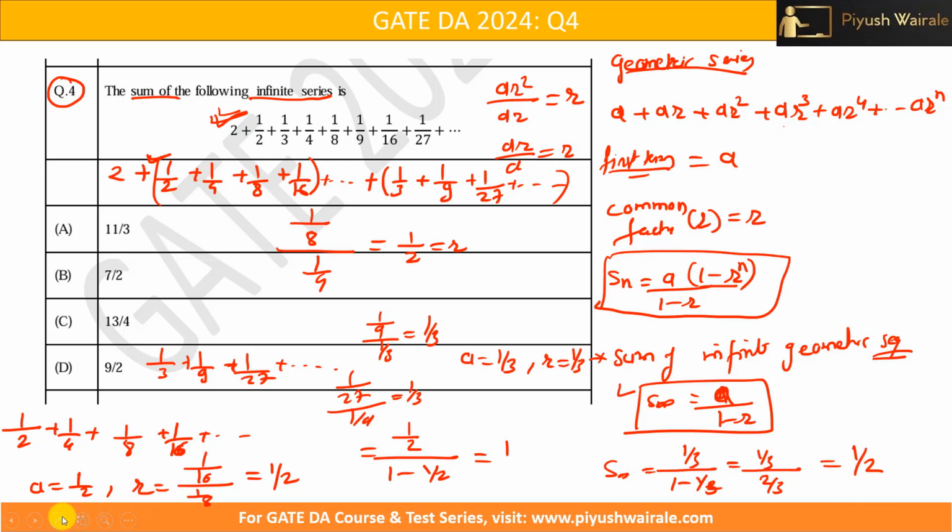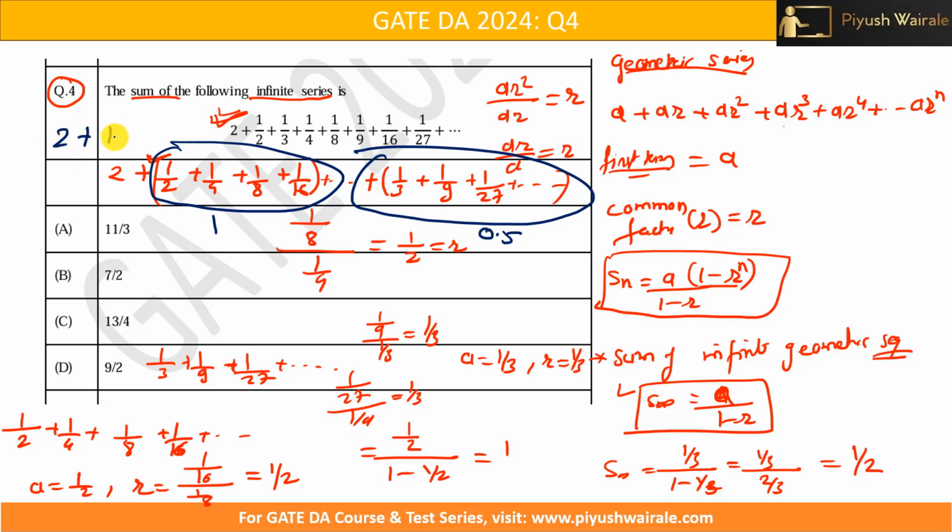Right? Now I know the summation of the first series is 1, and the summation of the second series is 0.5, and I have this 2. So 2 plus 1 plus 0.5 is basically 3.5. So 3.5 is this option. So option B is correct here.